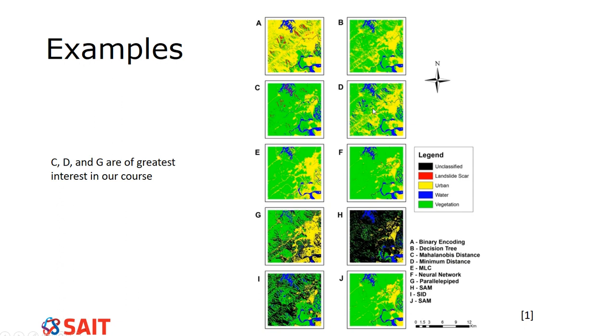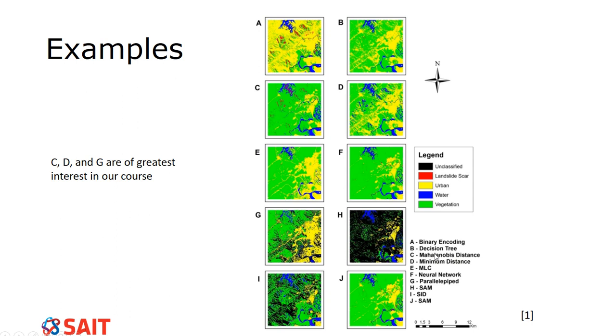So you can see between the two of them, D does not have any black pixels, so it's all classified within here, the red, yellow, green, or blue and green. But if you go down to G, you can start seeing black, and that's the unclassified classes that have been identified in there.